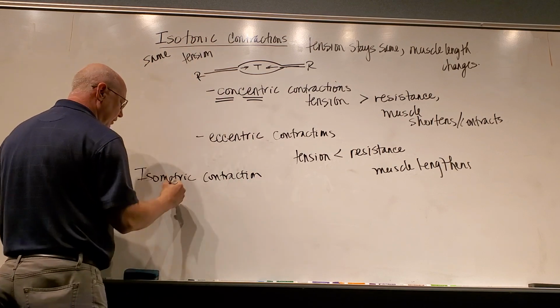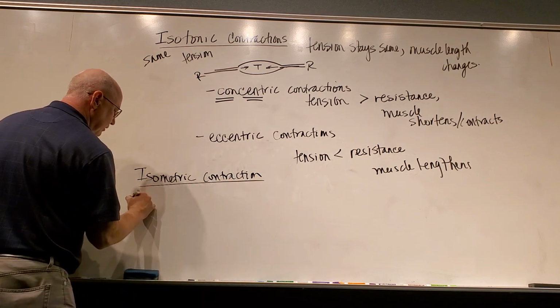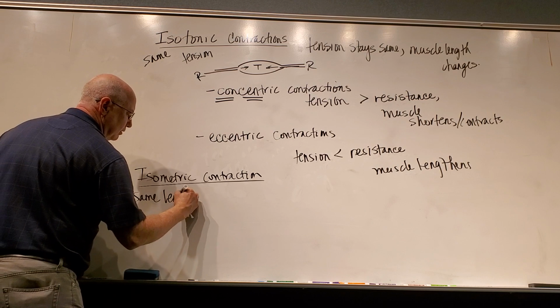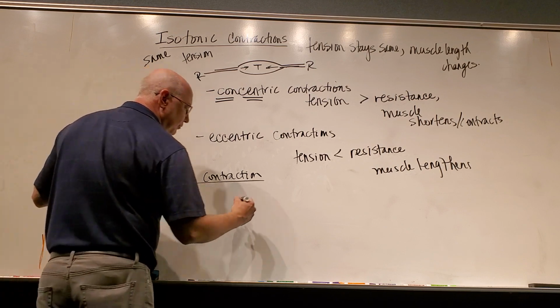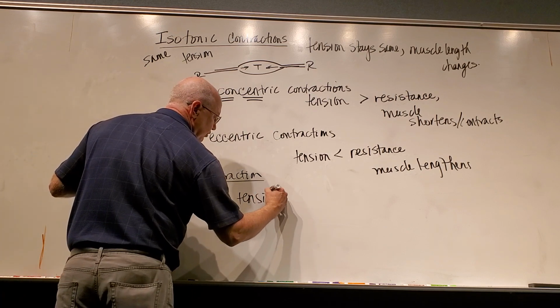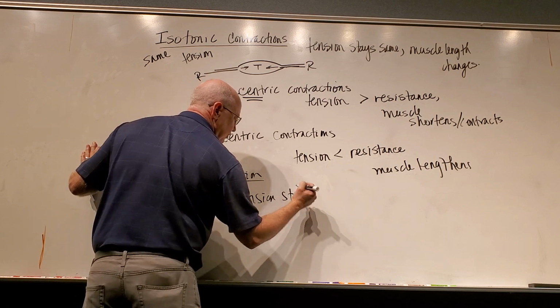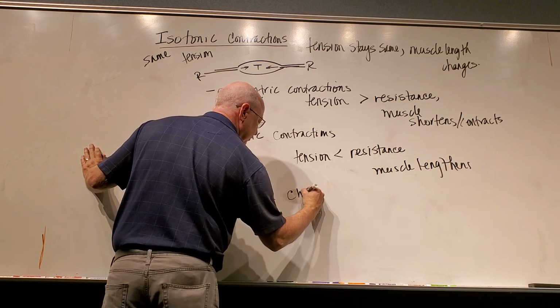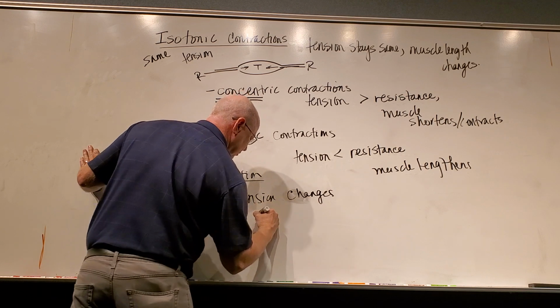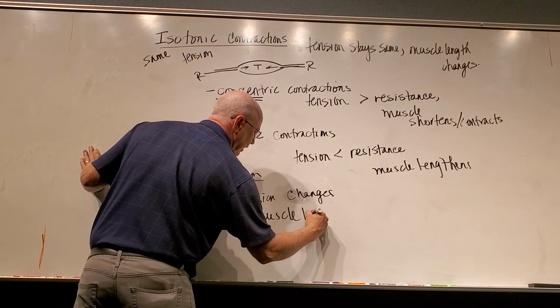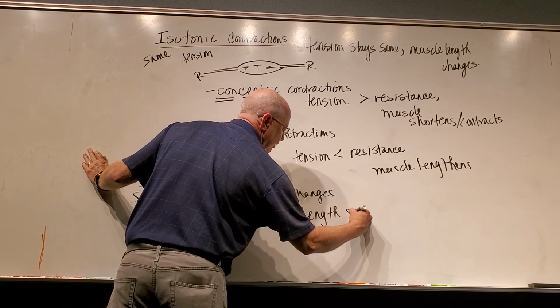so I have isotonic and isometric. Isotonic means the same tension. In an isometric contraction, tension changes, I should say. Muscle length stays the same.